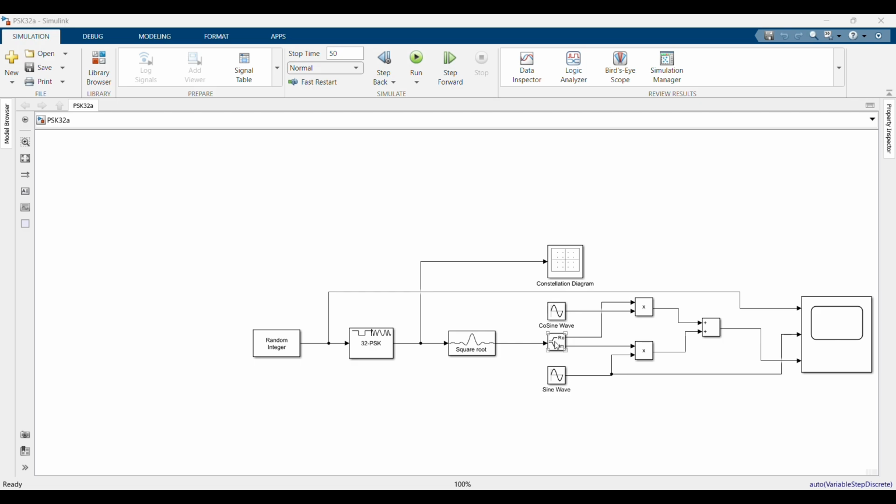Finally, the complex baseband signal is split into its real, or in-phase, and imaginary, or quadrature, components. The real part is multiplied by a cosine carrier, and the imaginary part is multiplied by a sine carrier. These are then summed to create the final modulated waveform seen in the scope. So we are using a carrier frequency of 10 Hz, or 2 pi 10 rad per second, for this simulation.